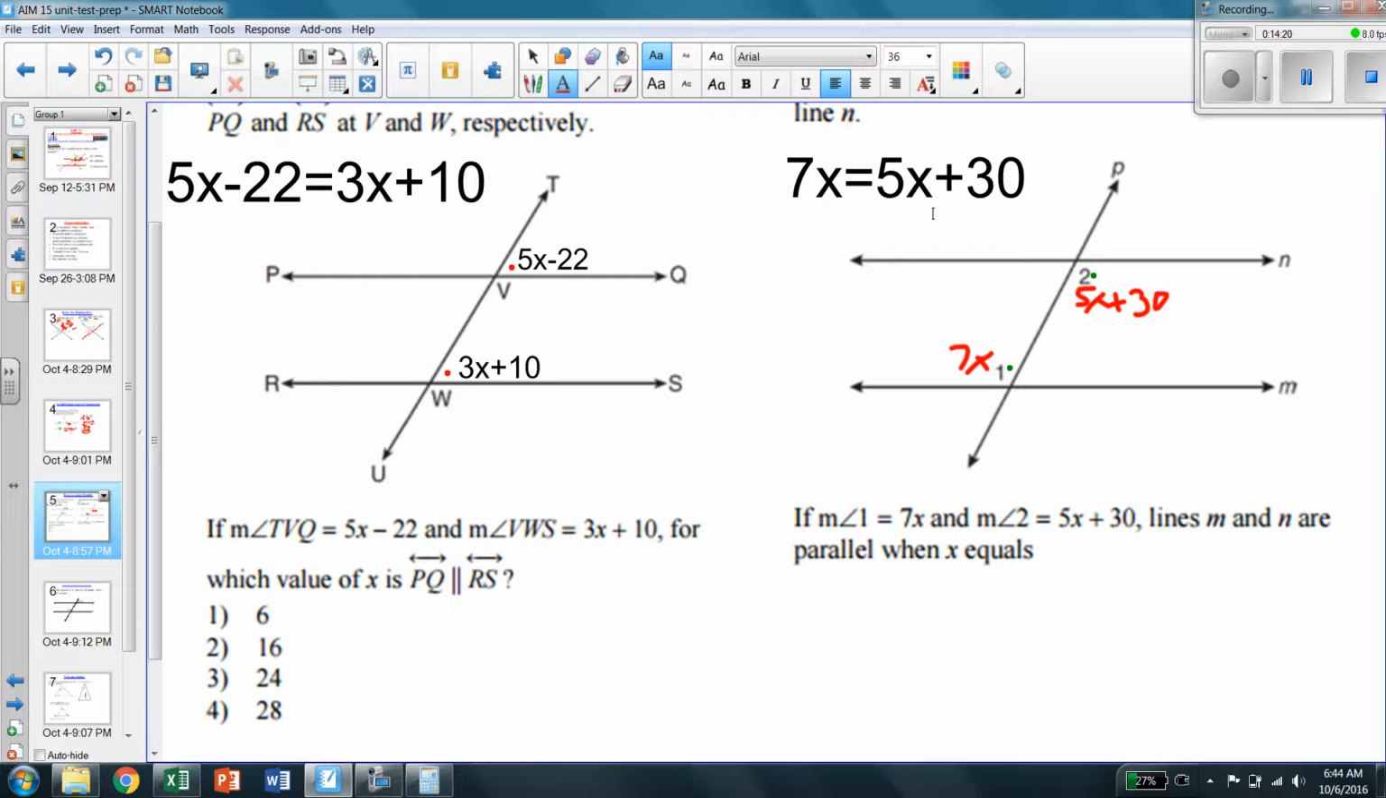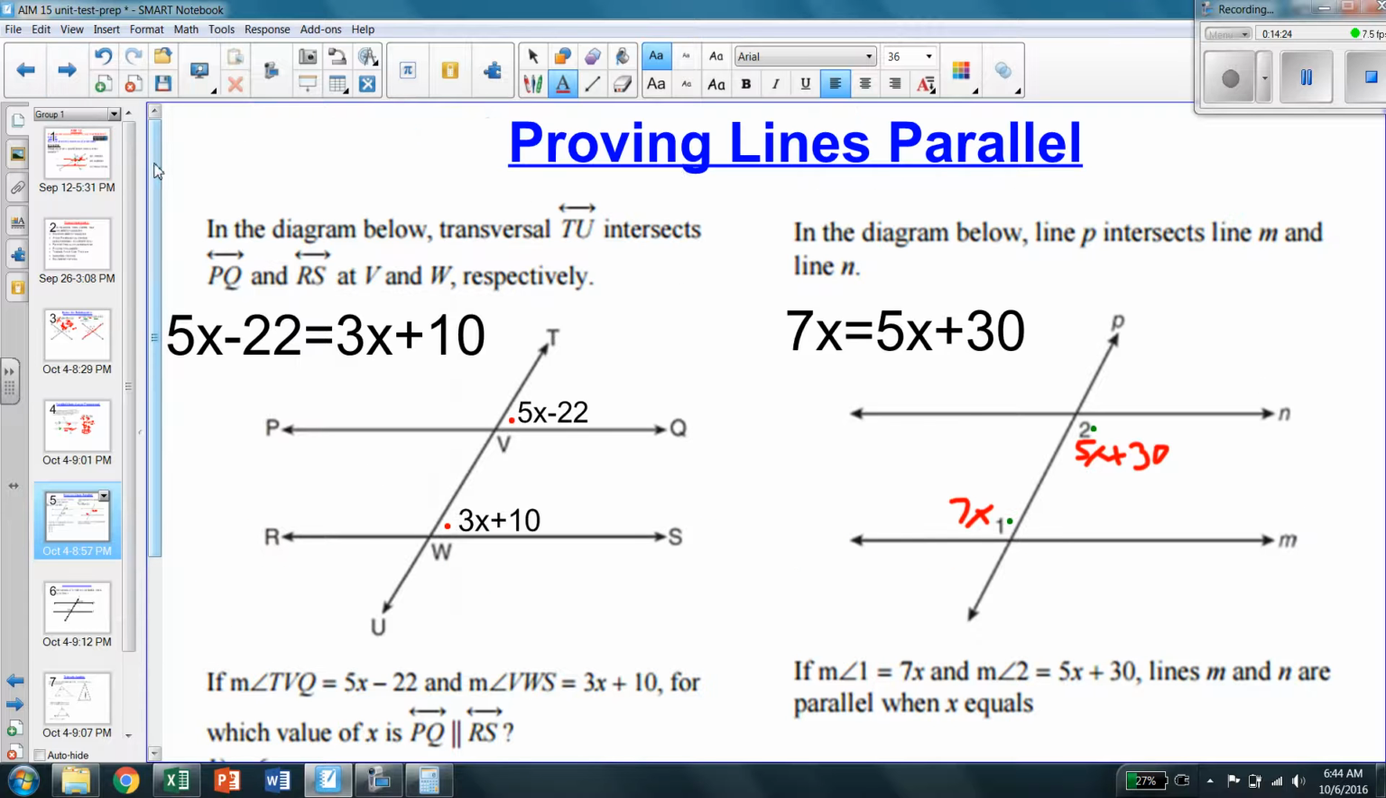Solve this, and I'm sure you can figure out the value of x that would make it true. Again, for proving lines parallel, if you can prove or show that corresponding angles are congruent, alternate interior angles are congruent, alternate exterior angles are congruent, same side interior angles are supplementary, or same side exterior angles are supplementary, then you can prove that you have parallel lines.